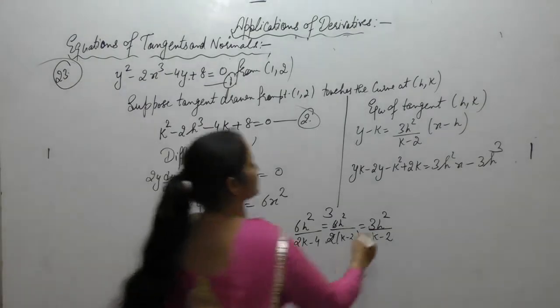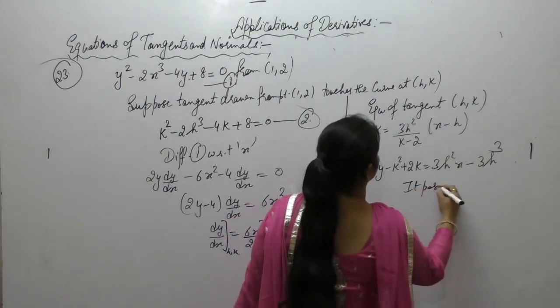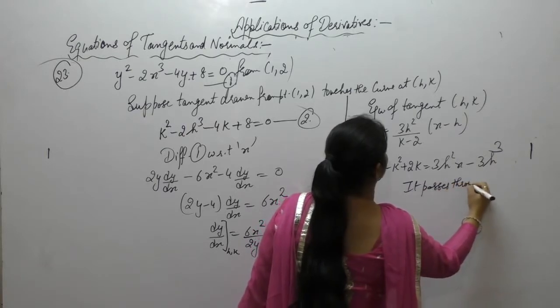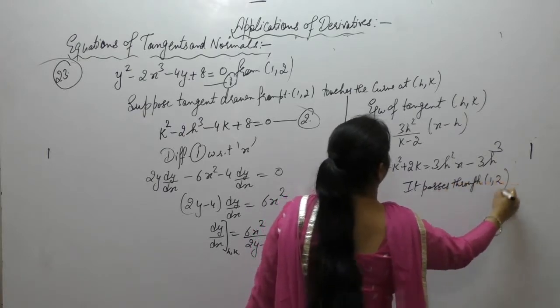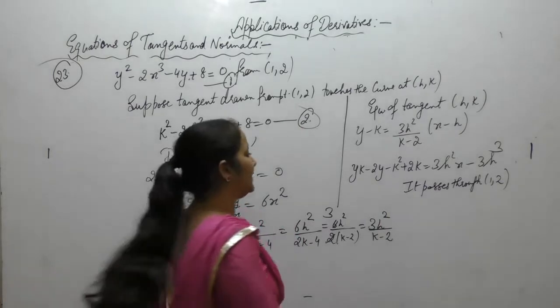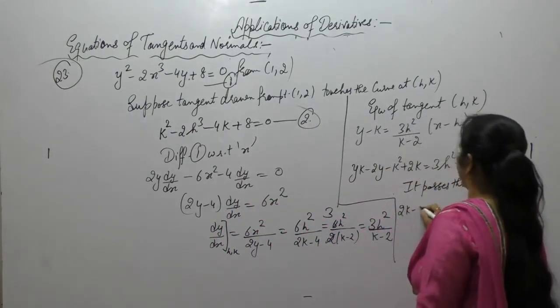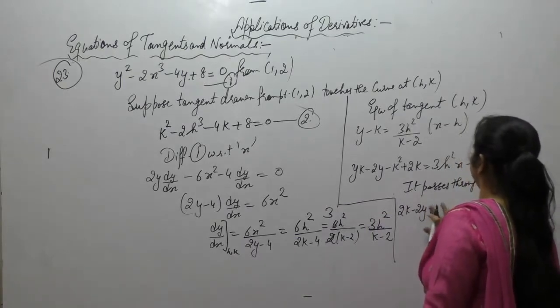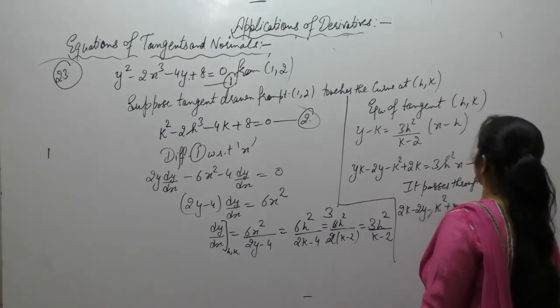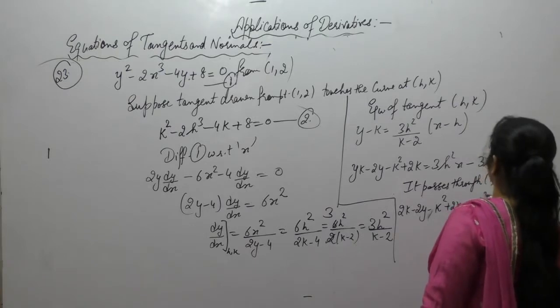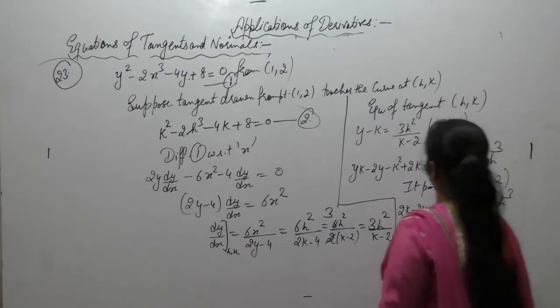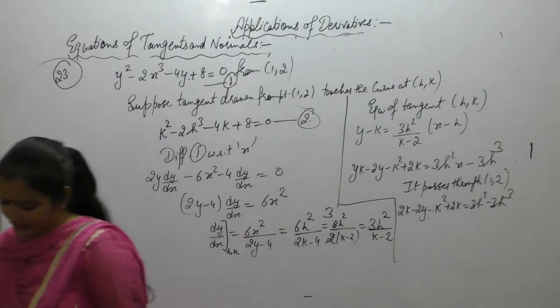Now it passes through point 1, 2. Instead of x, put 1 and y is 2. So what we get? 2k minus 2y plus, minus k square plus 2k, equals 3h square minus 3h cube. Clear?